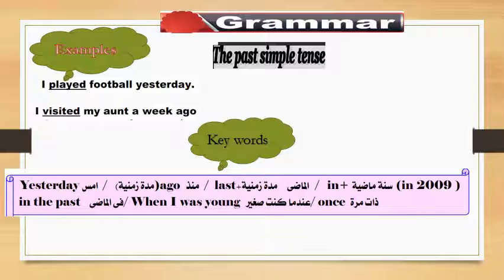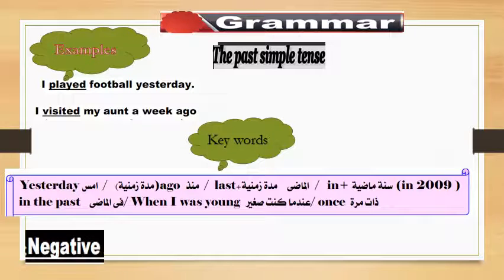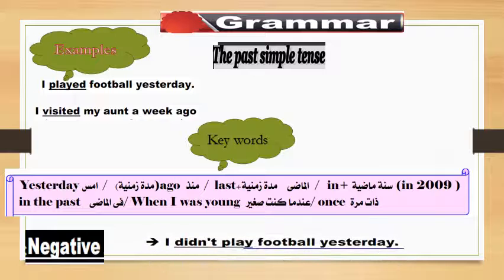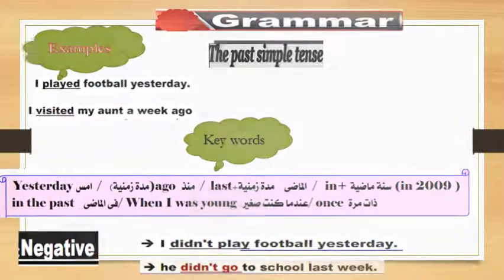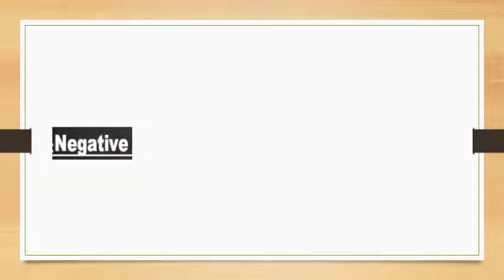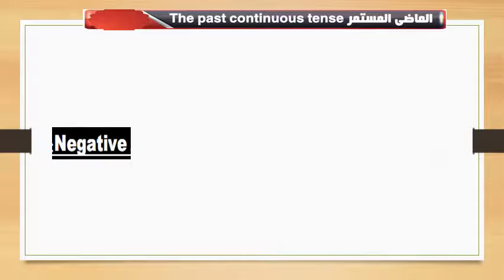وأي سنة في الماضي. In the past, when I was young, once. In negative, I didn't play football yesterday. I didn't visit my aunt a week ago. He didn't go to school last week. يبقى النيجاتيف didn't plus base verb or infinitive.